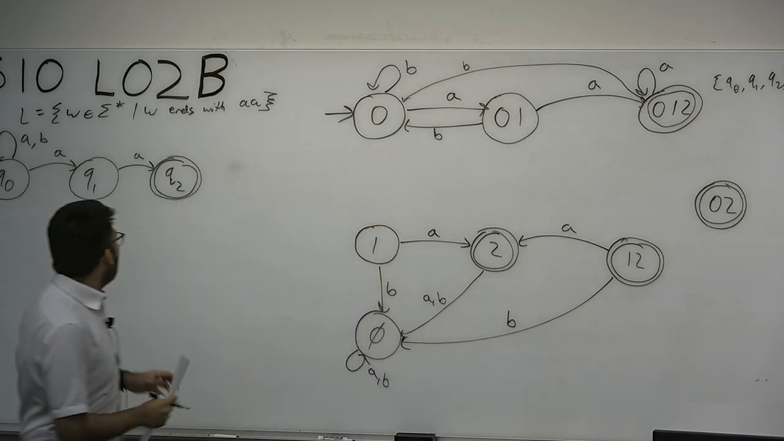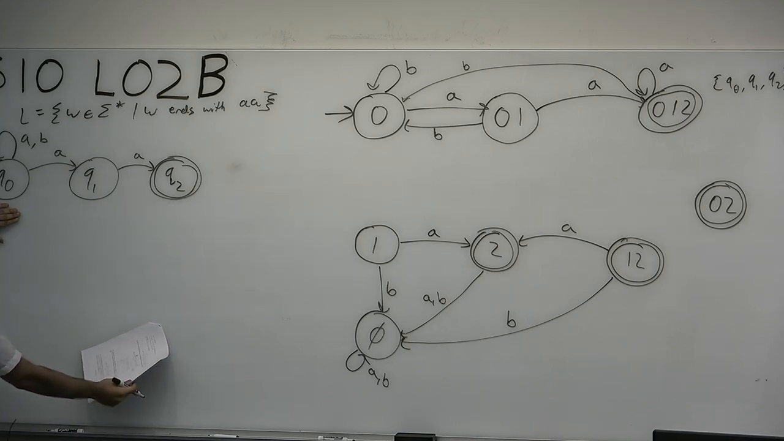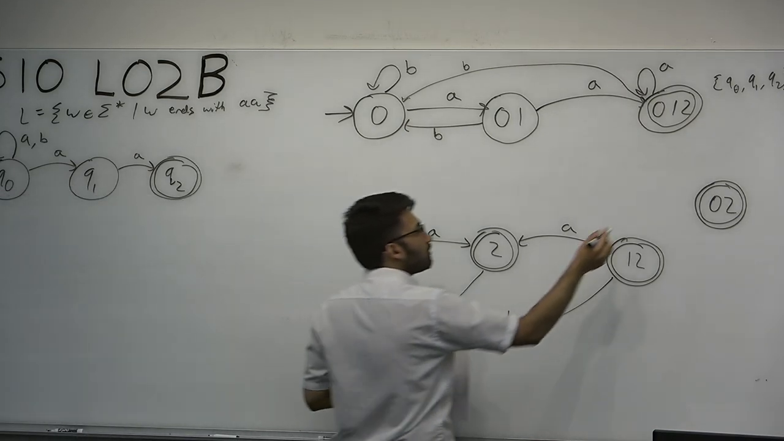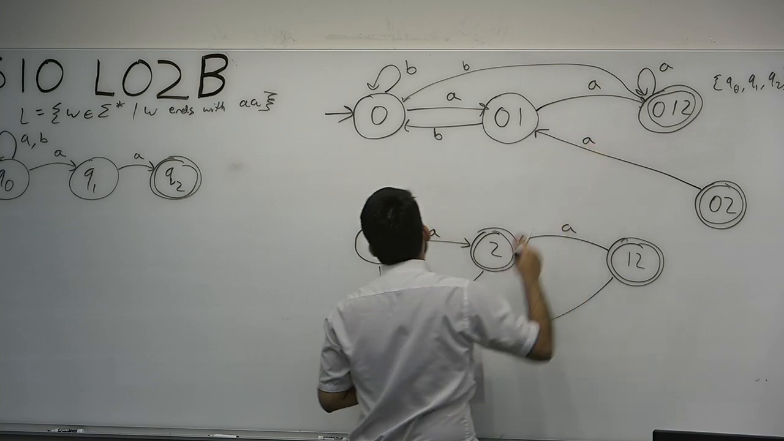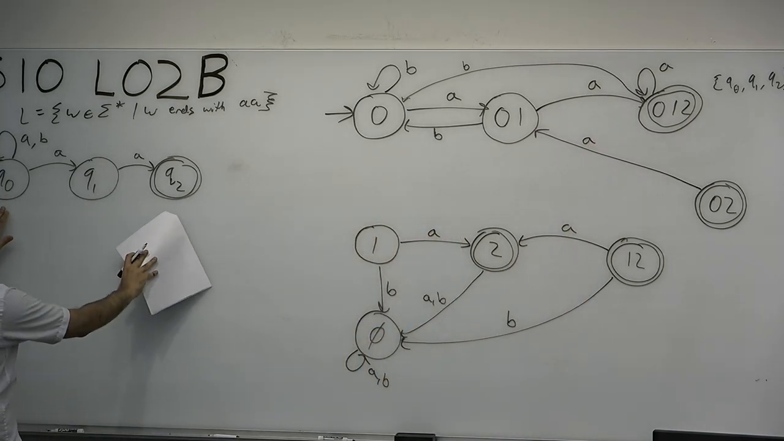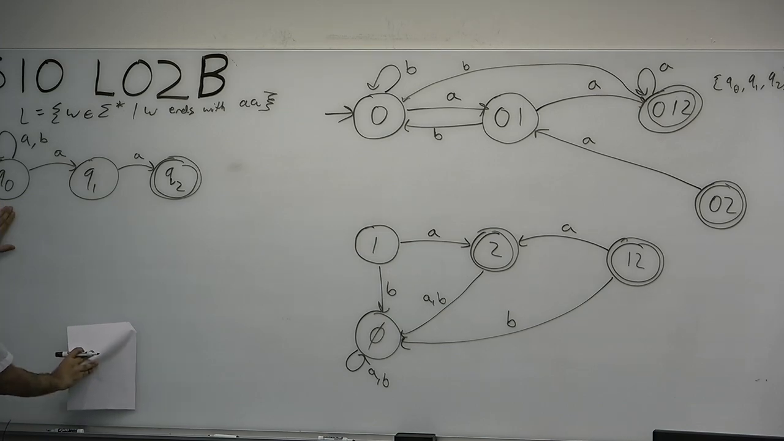Okay. Now what if we're at 0, 2 simultaneously? We're in a superposition of 0 and 2 at the same time. If we see an A and we're at 0, 2, this is going to reject, but this is going to put us in 0, 1. If we're at 0, 2 and we see a B, this is going to reject, but this is going to keep us in B. So 1, 8, 0? Yes.